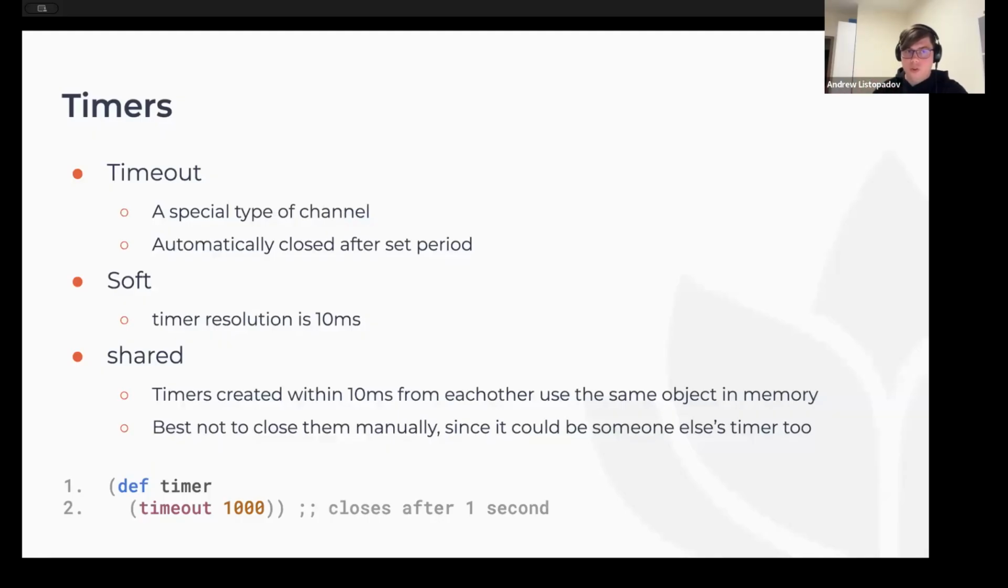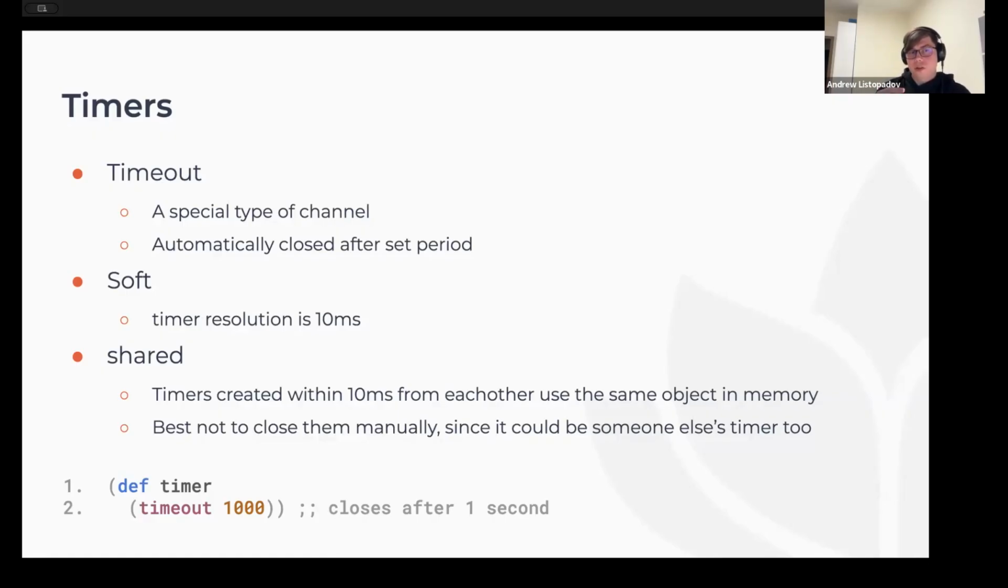So you should never close a timer manually. It should always close by itself, because when you're creating a timer, it can actually be not yours. It can be created by someone else in another thread if you're talking about a multi-threaded program.